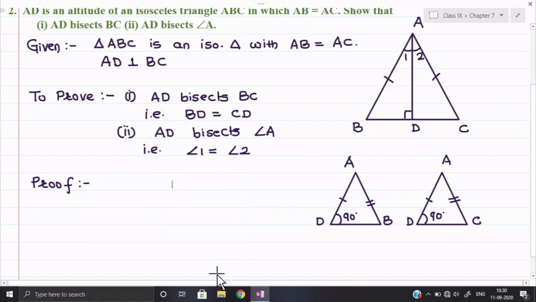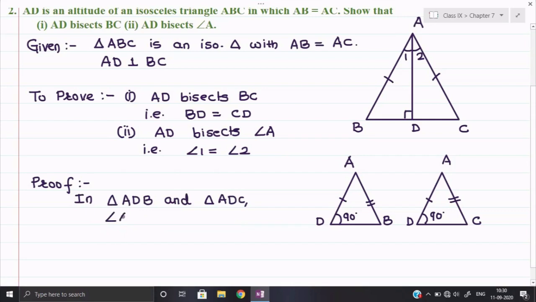Okay, so I have explained it to you once. Let us see how we can write it down. So we shall write down in the proof: in triangle ADB and triangle ADC. Okay, first we shall write angle ADB, because the angles which are 90 degrees, that also you need to mention. Angle ADC, these are equal, you can say each 90 degrees.